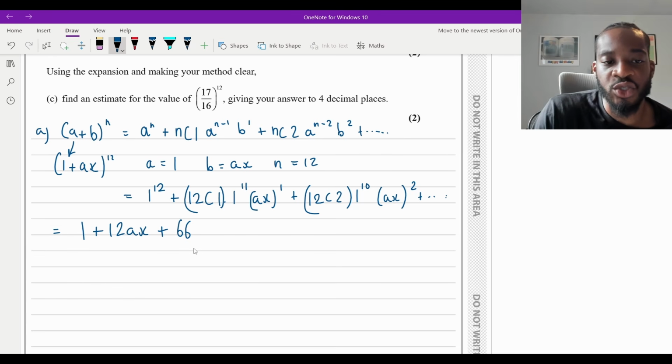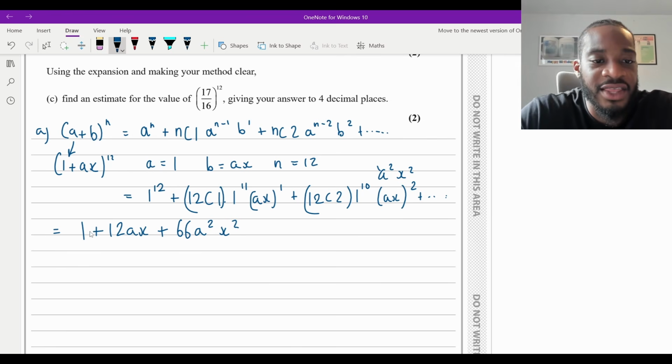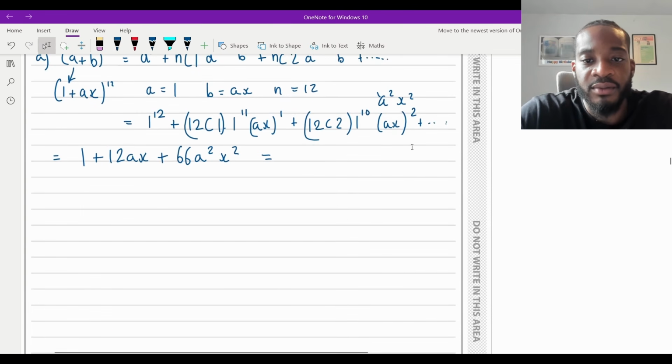And then 1 to the 10 is just 1, so I don't need anything there. And then this here is a squared x squared, isn't it? A squared x squared. So that's going to be 66a squared x squared. Perfect. Now we know that this here is equal to that there, 1 minus 15 over 2x plus kx squared, isn't it? So let me just copy this there and put this there.